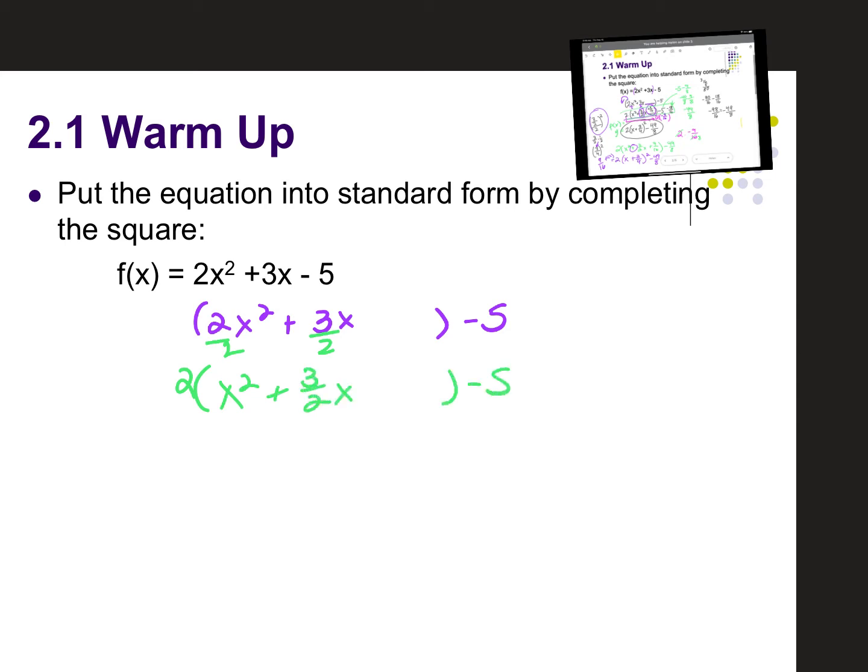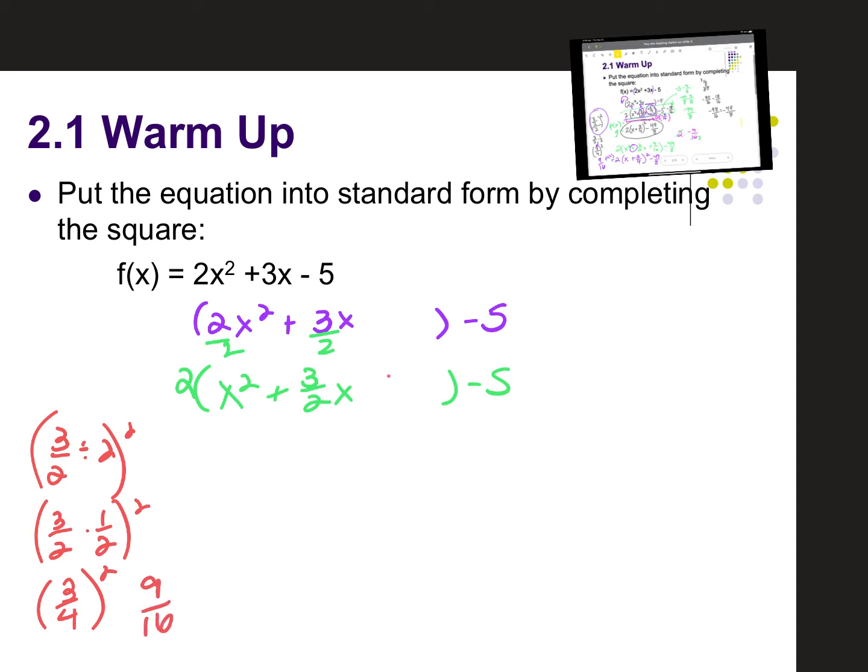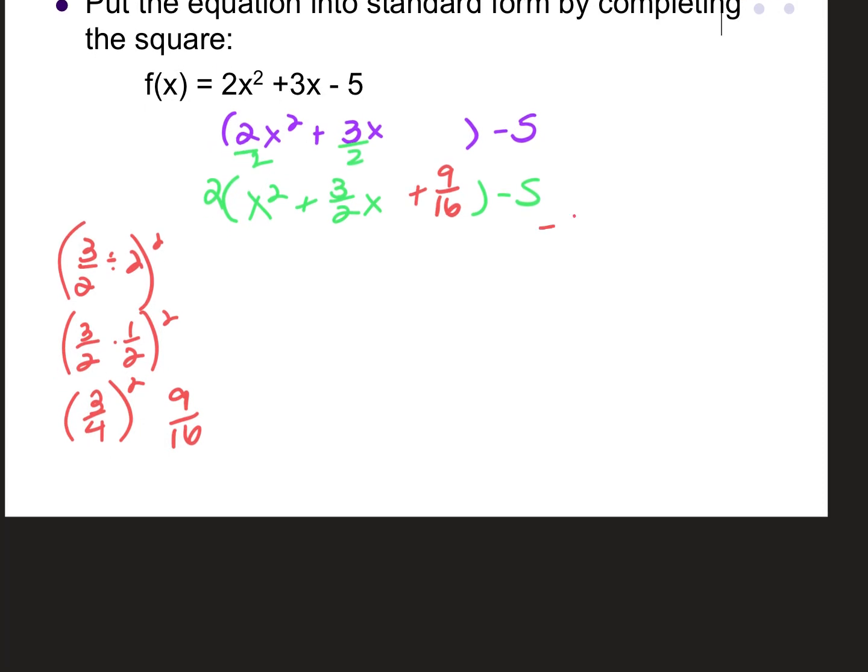Then I take that 3 halves, I divide it by 2 and square it. So 3 halves divided by 2, same thing as multiplying by half. And I get 3/4 squared, which is 9/16. I'm going to add that here. And then normally I would subtract it out here to balance out my equation, but I've got to multiply it by the 2 first.